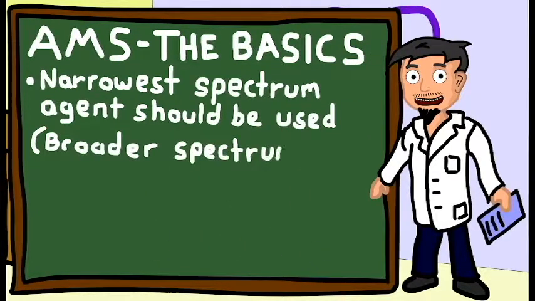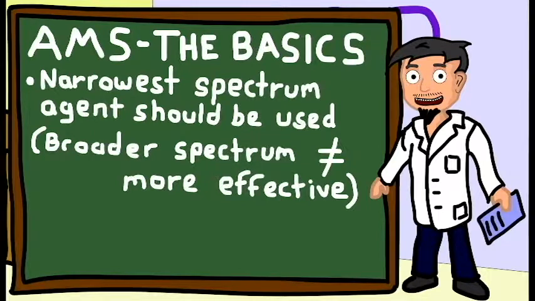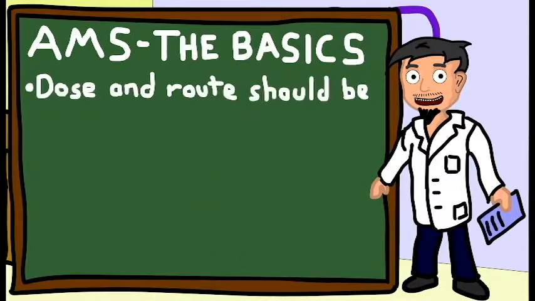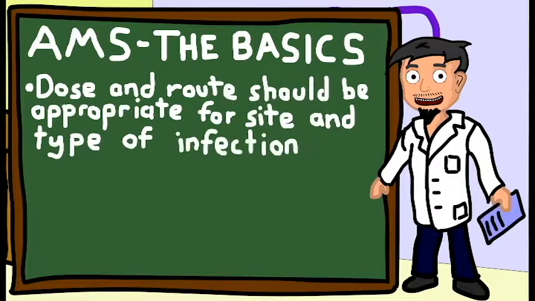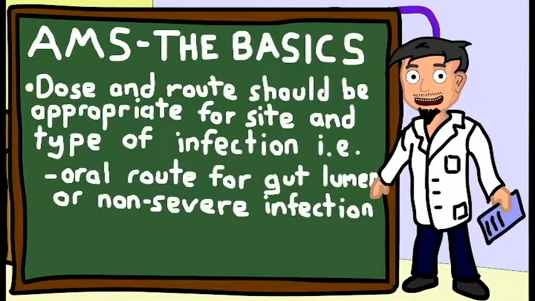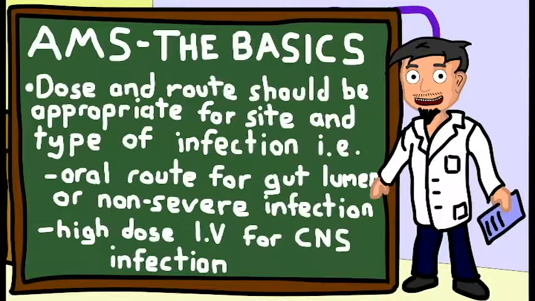Just because an agent is broader spectrum does not necessarily mean that it is more effective. You should always use the guideline-recommended dose and route for the type of infection. You should use oral antibiotics for infections in the GI tract, and high doses in meningitis to allow penetration into the CNS.